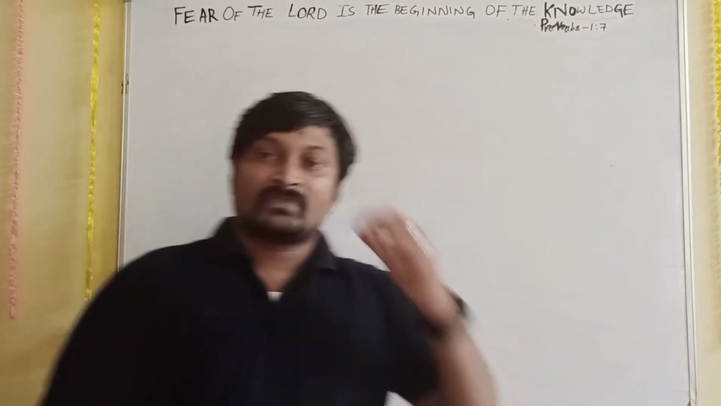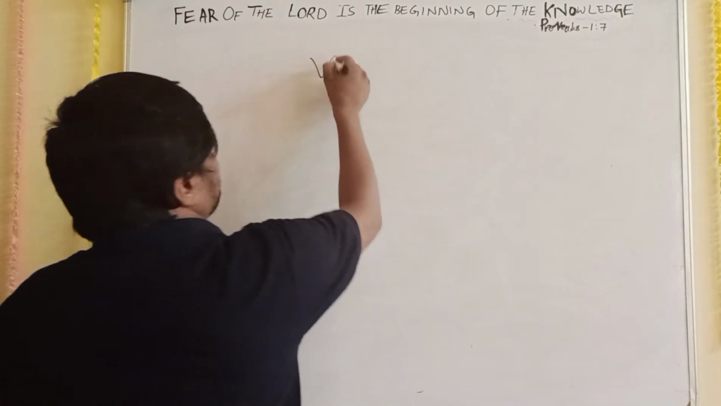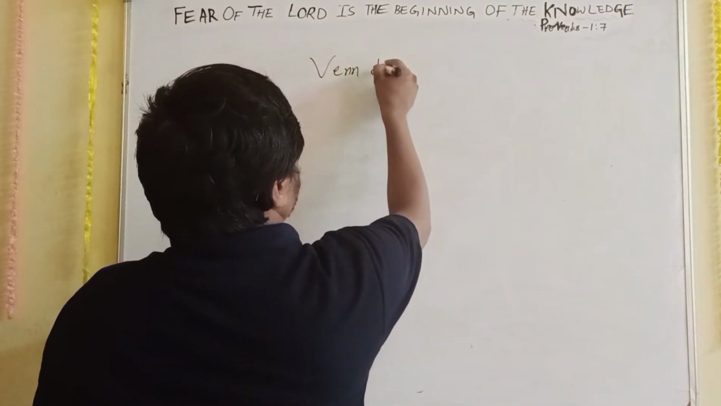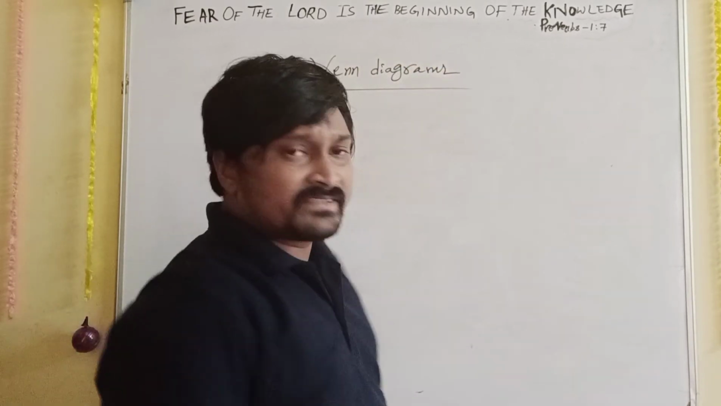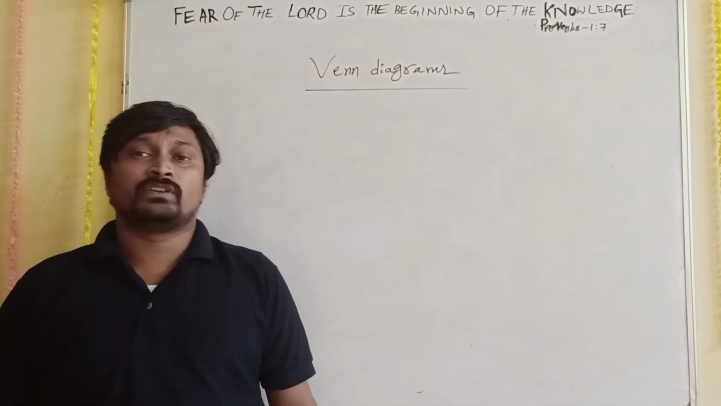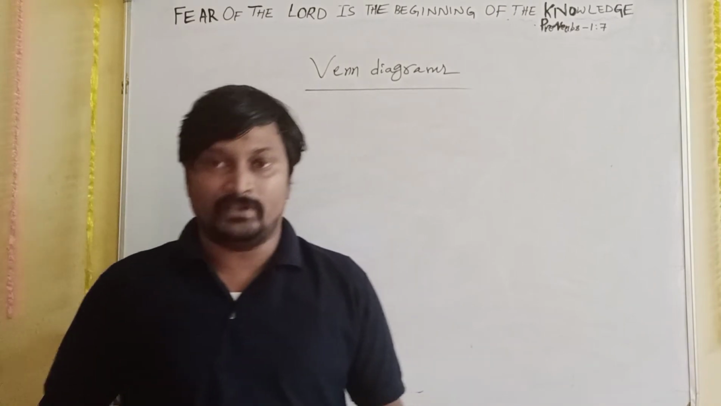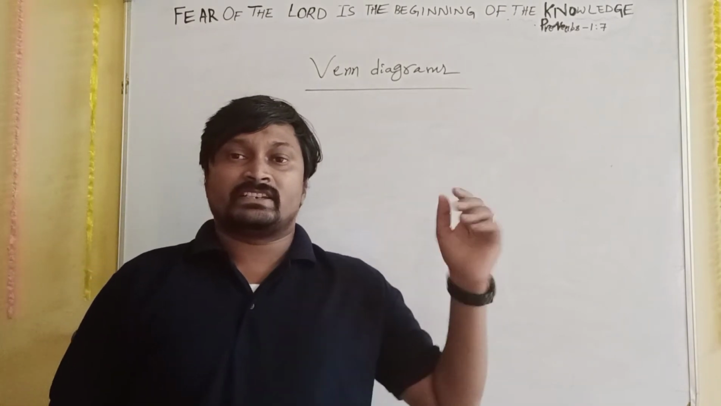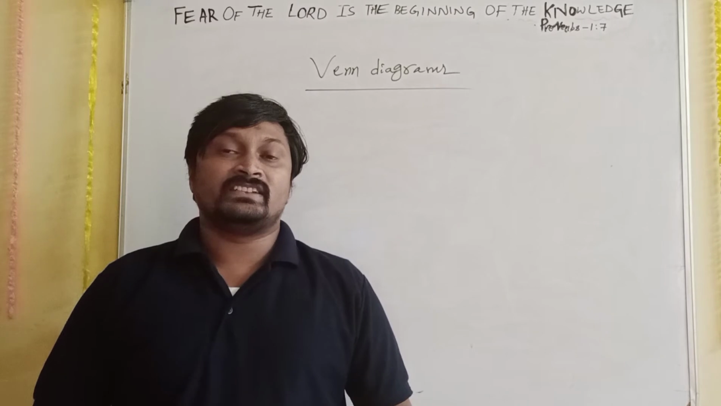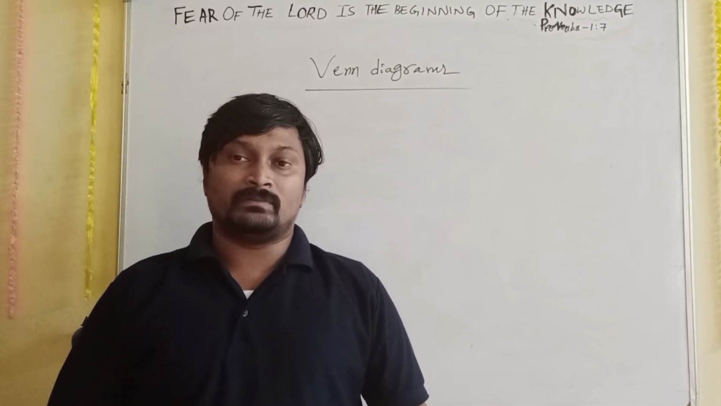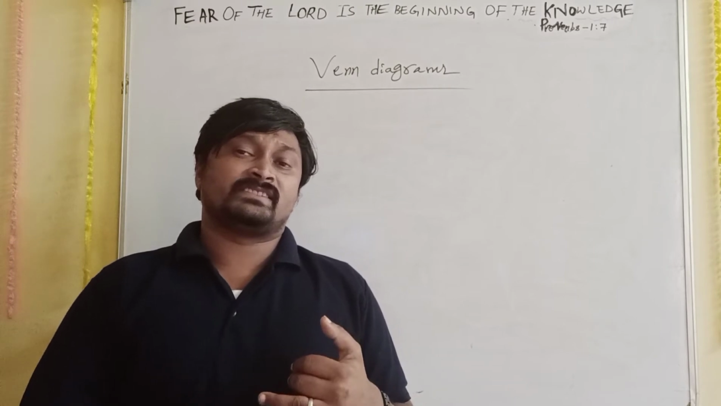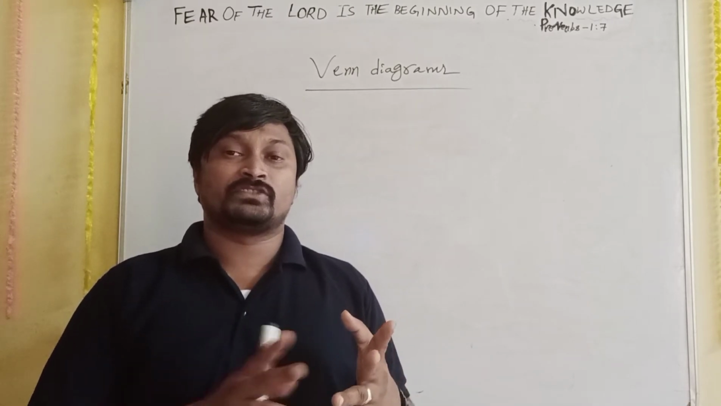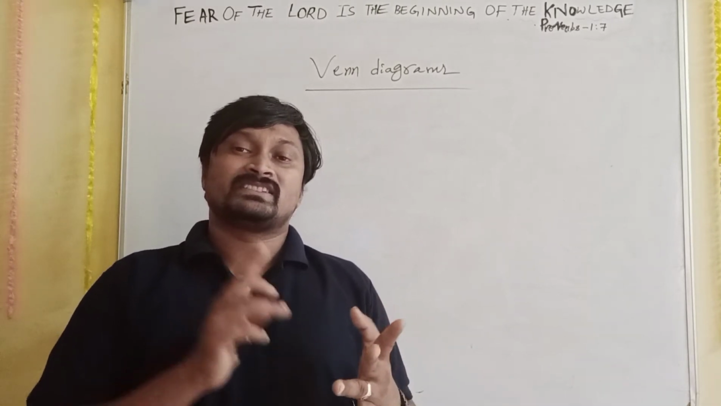So now we are going to discuss Venn diagrams. Before that, listen carefully, we will revise what we discussed in your previous classes. What is a set? A set is nothing but a well-defined collection of objects. Then, how to represent sets? There are two forms: roster form and set builder form.